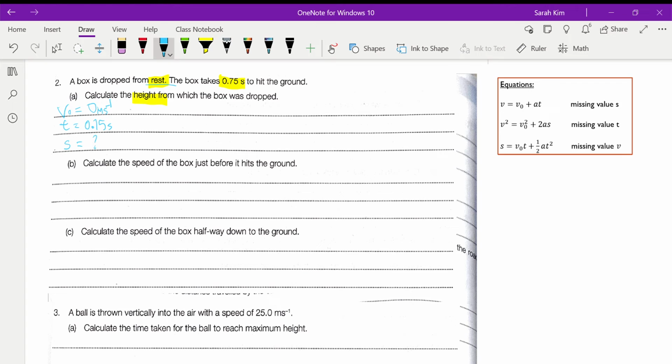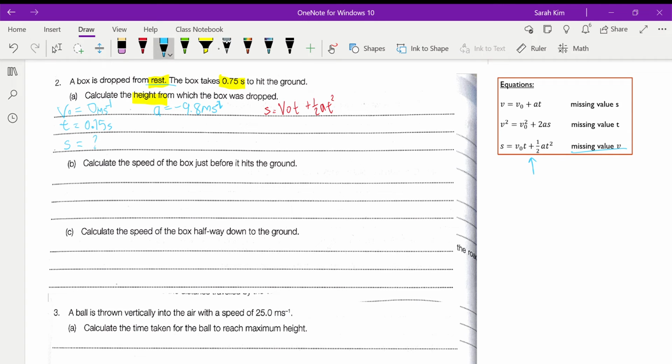Alright, so basically what you have to do is also consider the acceleration, because you need 4 facts, and then figure out which equation we'll use. Oh, -9.8. So we are missing velocity, so we use the missing value v equation, which is the last equation: s equals v0 t plus half a t squared.